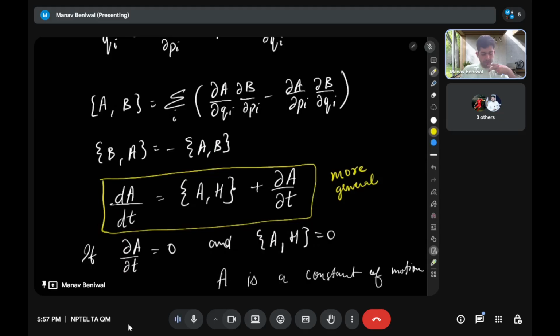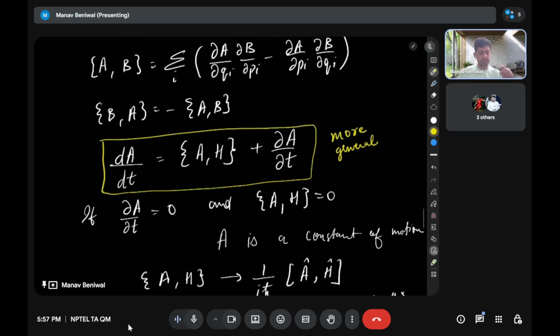One very quick thing that we can do: we know that H is our total energy, it is T plus V. So this Poisson bracket of H with H will always be 0, right? So this will always be 0. And if our energy does not depend on time directly, then our energy will be a constant of motion.